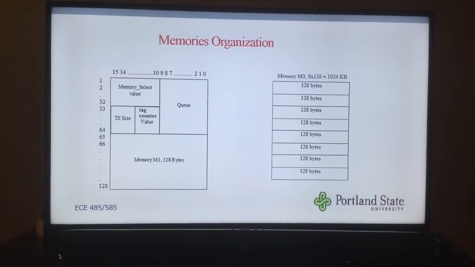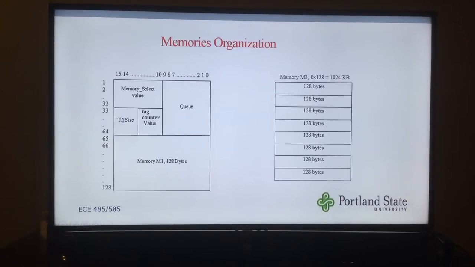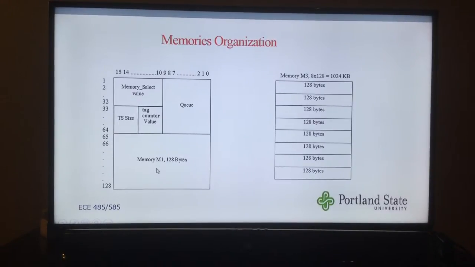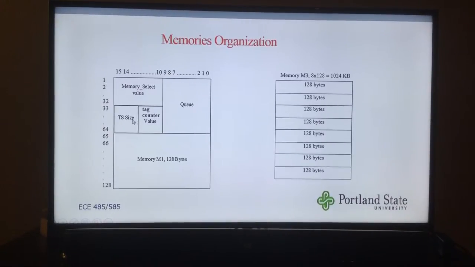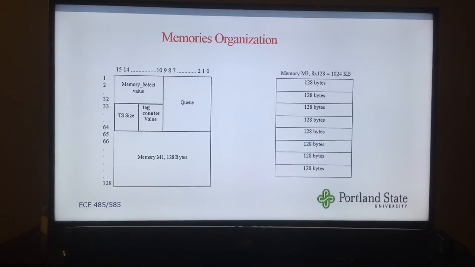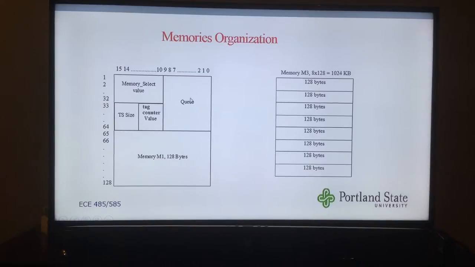Let's go into the details of memory. Memory M1 is split into two parts. The second part is used to store the data, but in the first part we store a queue and a lookup table. In the lookup table, bits 10 to 15 represent the memory address of this TR data tag, bits 14 and 15 represent the transaction size of that TR data tag, and bits 10 to 13 represent the counter for that TR data tag, that means how many times we use the TR data tag. And bits 0 to 9 are used to store the queue.